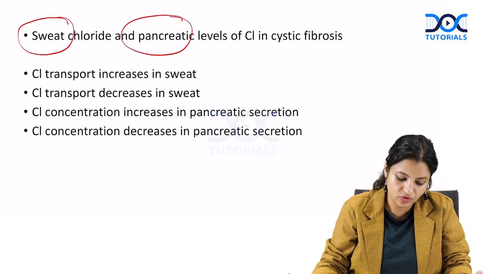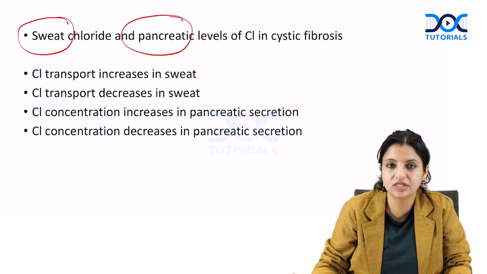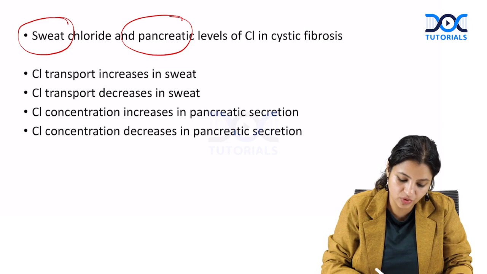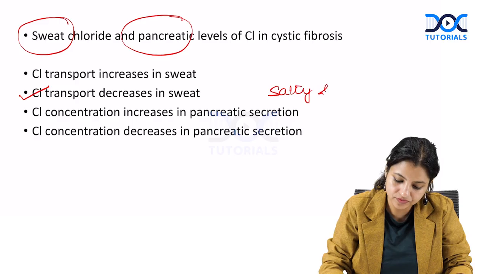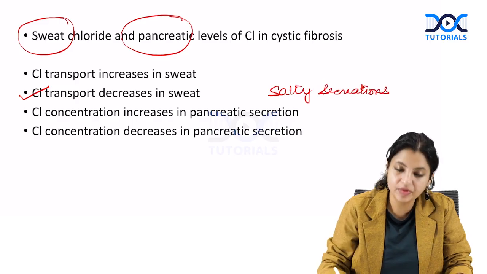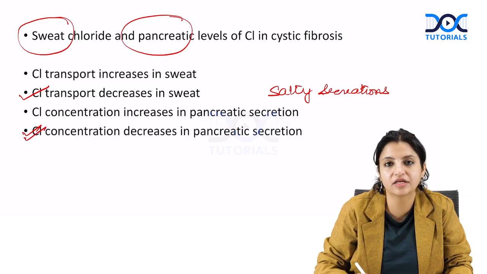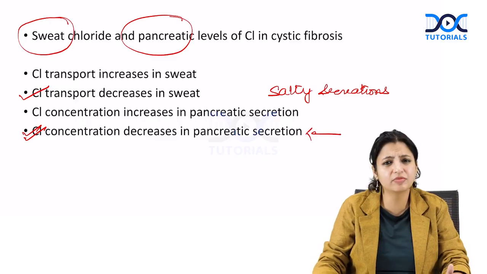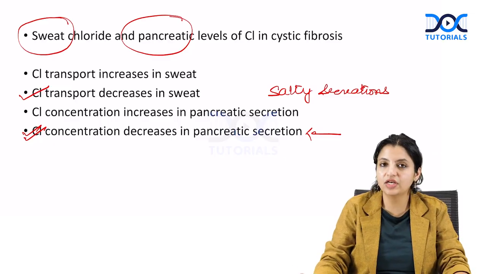Now the question you have to remember: somebody asks you what happens in cystic fibrosis. You all know now the chloride channel is decreased, so chloride transport is decreased in the sweat, and therefore there are salty secretions. What happens in pancreatic secretions? Again, if they're asking, chloride concentration is decreased in pancreatic secretions. It may be a multiple choice question, I don't know what the options are, but you should be very clear with what you are seeing.